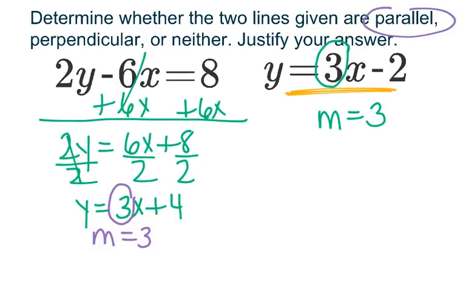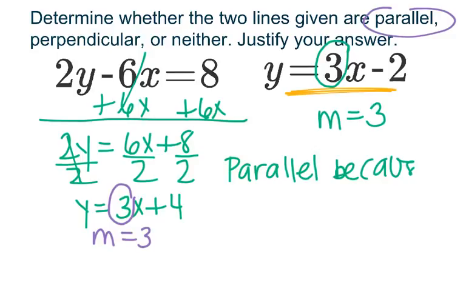So for my justification, I just have to write something like parallel because the slopes are the same, or the slopes are equal, something to that effect.